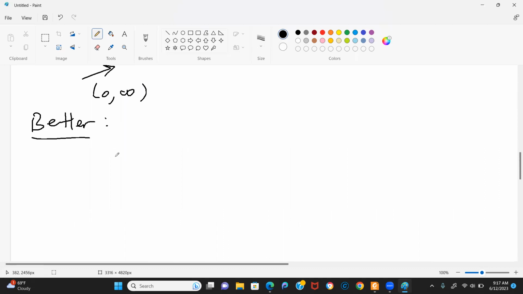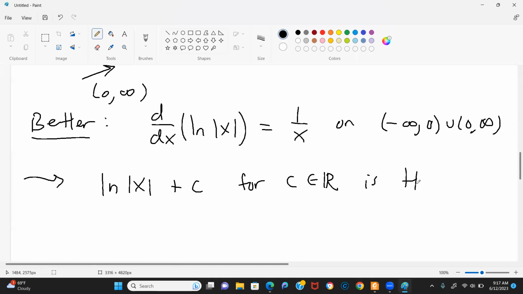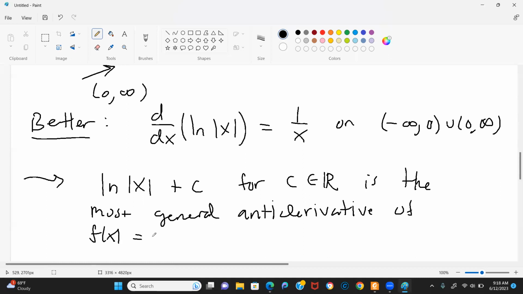This antiderivative is maybe not as familiar, but it says that if you take the derivative of ln of absolute value of x, it's going to be 1 over x, and this is on negative infinity to 0 union 0 infinity. So this is a differentiation rule that holds on a larger interval, basically the whole real line except 0. So this is a better result. So this implies that ln of absolute value of x plus c, for any constant c, is the most general antiderivative of f of x given by 1 over x. And that's good because you can't enlarge this domain anymore, because f of x itself is not defined on a larger domain. So this is actually a much better improvement.